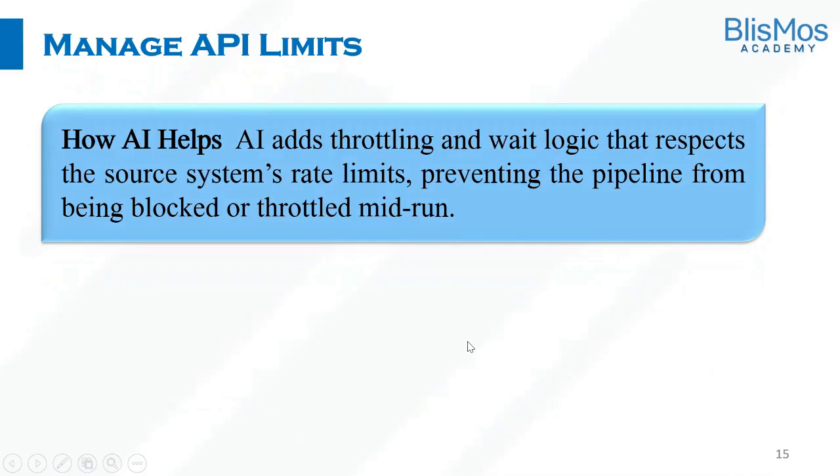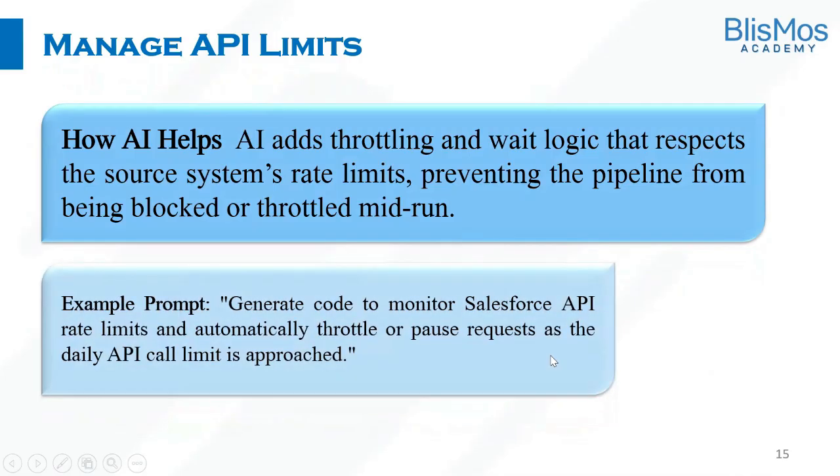For example, we can ask AI: generate code that monitors the Salesforce API limits and automatically pauses requests when the limit is approaching. By implementing this, pipelines behave responsibly and avoid unnecessary failures.